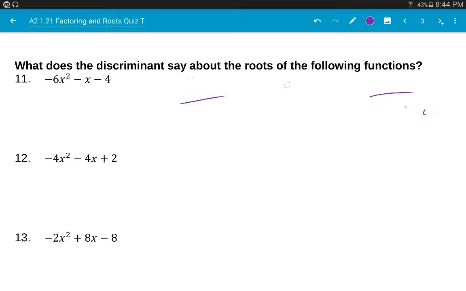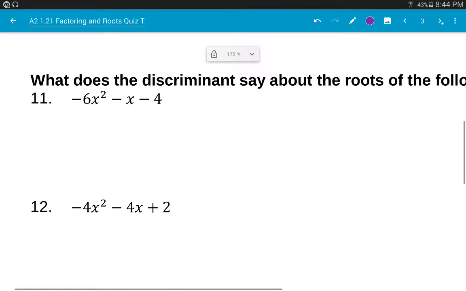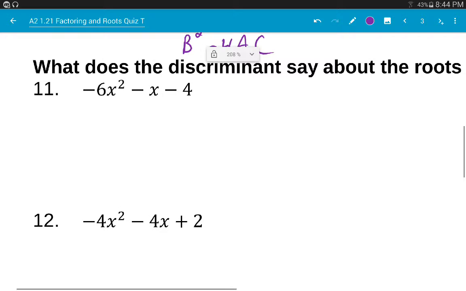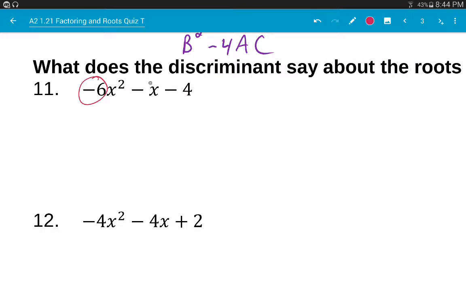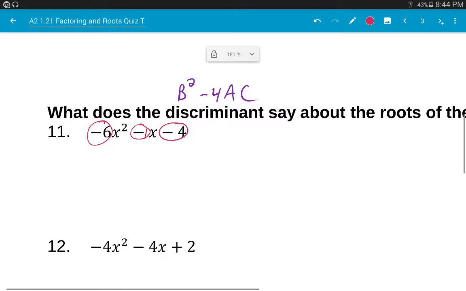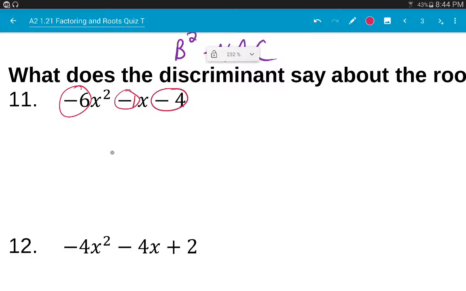The discriminant is the part of the quadratic formula underneath the radical. The discriminant is b squared minus 4ac. So here's what I'm going to do. I'm going to identify a, b, and c. B is negative 1, c is negative 4. I'm going to plug those into the discriminant. So negative 1 squared minus 4 times negative 6 times negative 4, because that's c.